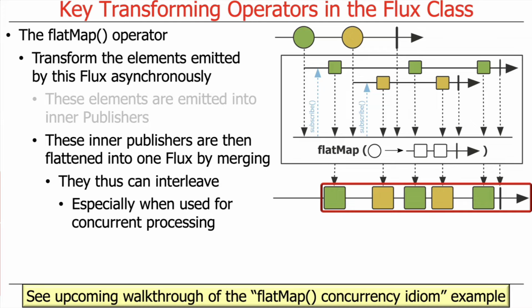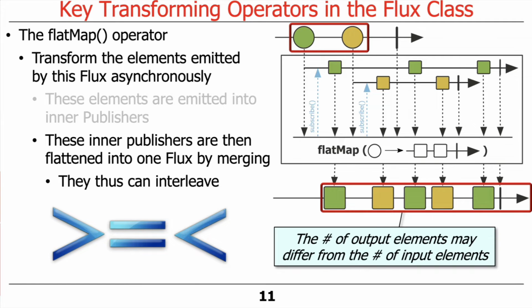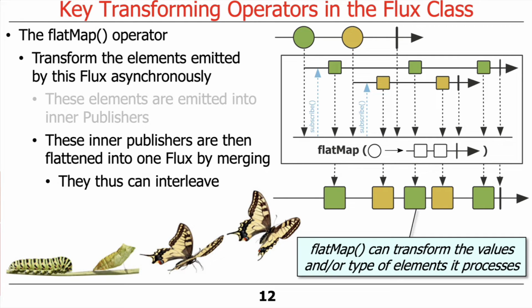Now, one of the consequences of this is that they can interleave, and this is especially going to be true when we do concurrent processing. So it's not necessarily that they're all going to be concatenated together in some way, and we're going to see an example of this in a second. Another consequence, as we just mentioned, is that the number of output elements may differ from the number of input elements. You could have the same number, you could have more, you could have less. It all depends on what these inner publishers decide to do. flatMap, like map, can also transform the values or the types of the elements that it processes.